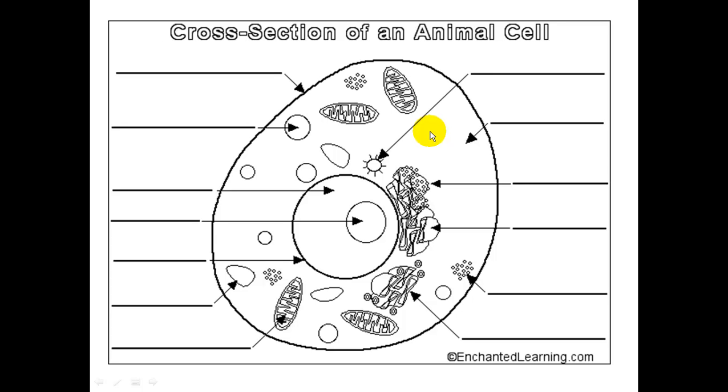And so you're going to get this picture of this animal cell in class, and then we're going to label the different parts to see if you can identify them, okay? And that ends our podcast.